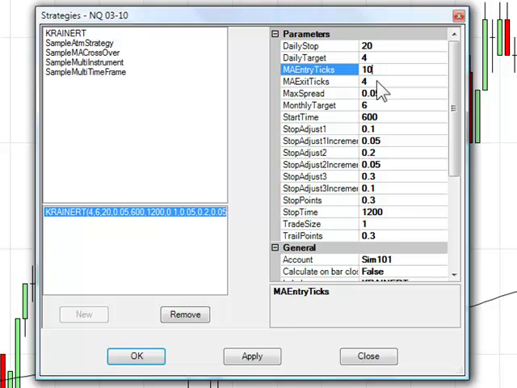Next is max spread. Double click in that window area, and for the NQ you have a quarter of a point, and that's because the tick size or increment movement is a quarter of a point on the NQ.